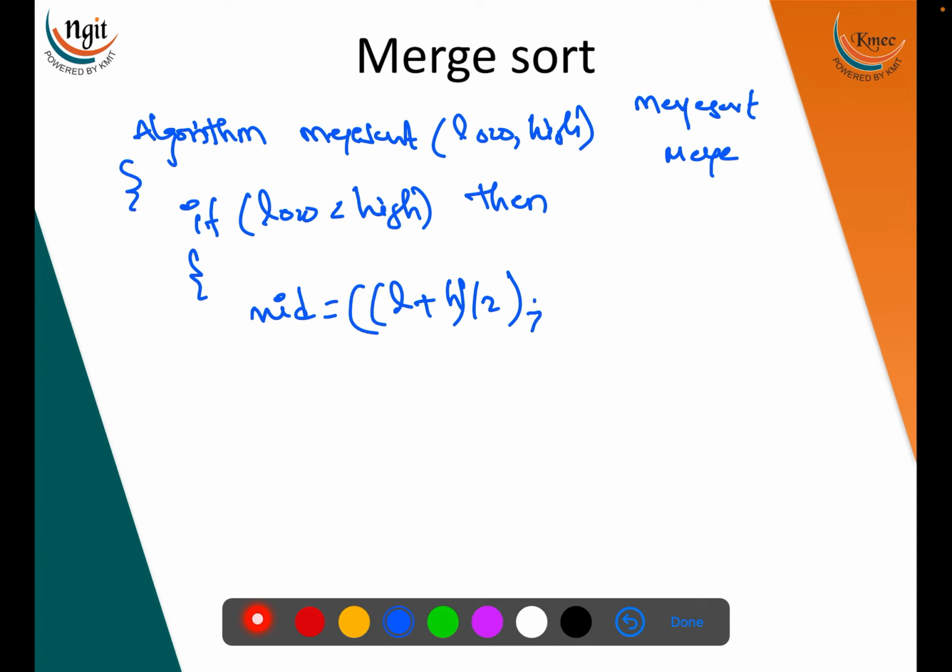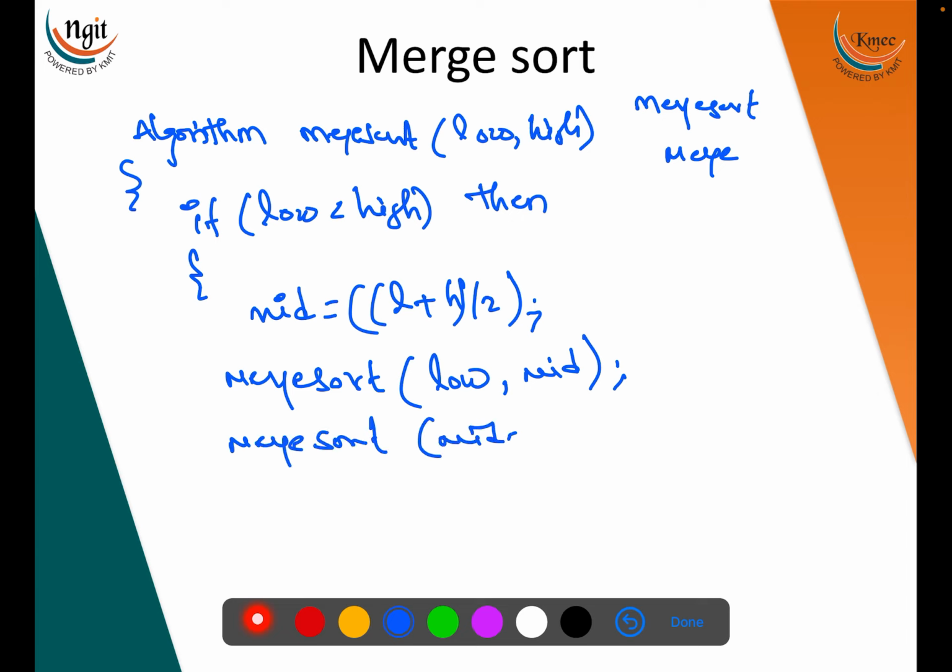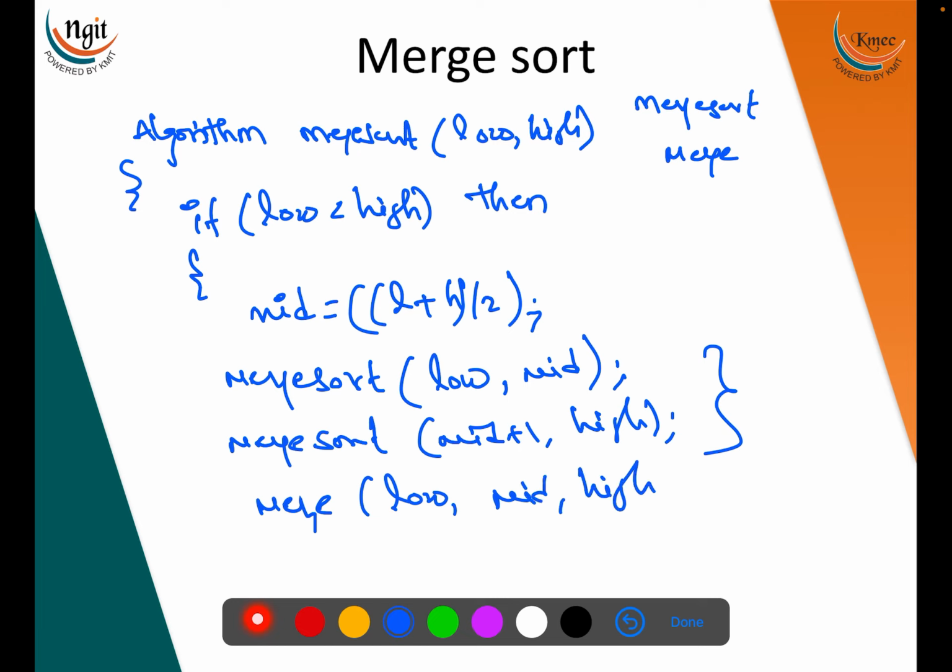Now solve the subproblems, that is merge sort: divide the list into halves. Now call the function recursively. Merge sort low to mid is one function call, and merge sort mid plus 1 to high is the other. Now this is what dividing the problem is. Now combine the solution with the merge function: merge low comma mid comma high. Now this is our merge function.